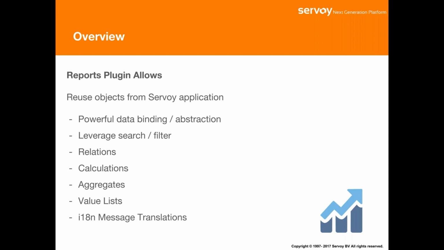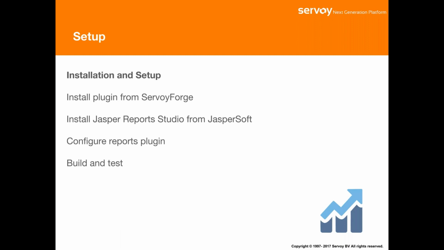You get to leverage APIs and extensions that we already have, like searching and filtering. You get to use relations, calculations, aggregates, value lists, global variables, security settings, things like that. And really handy if you're doing a multilingual application, is you get to reuse all those i18n translations.